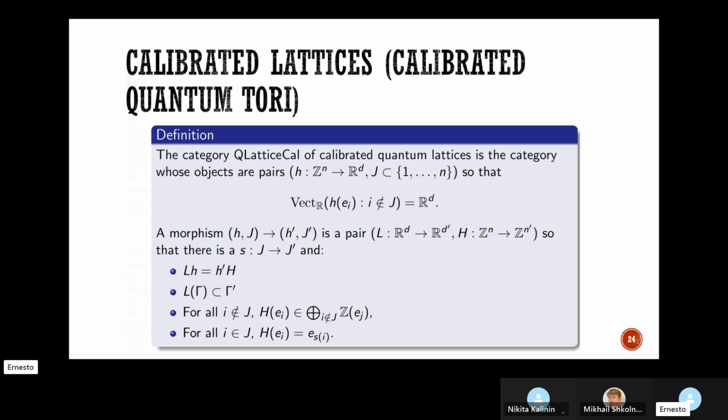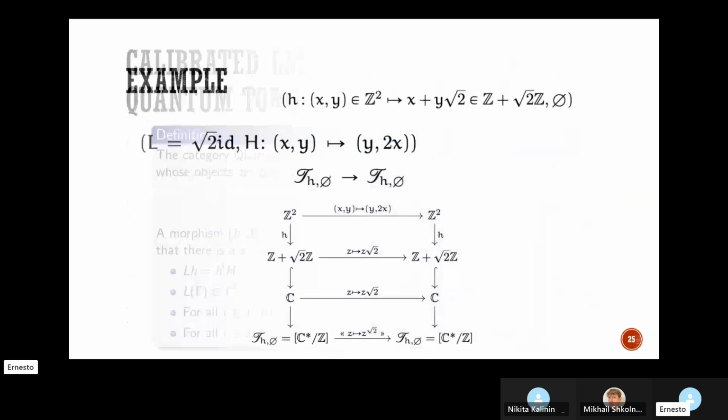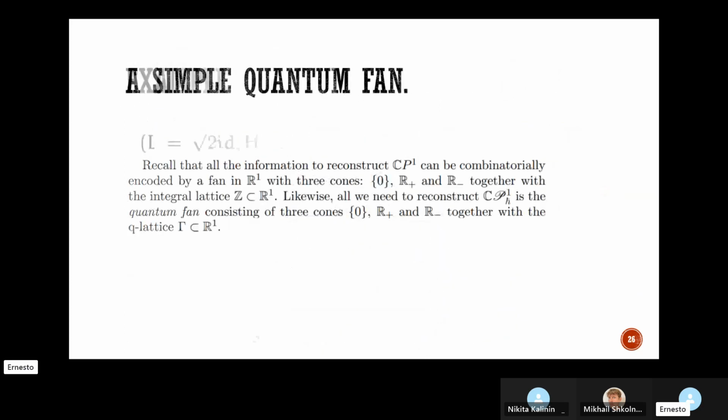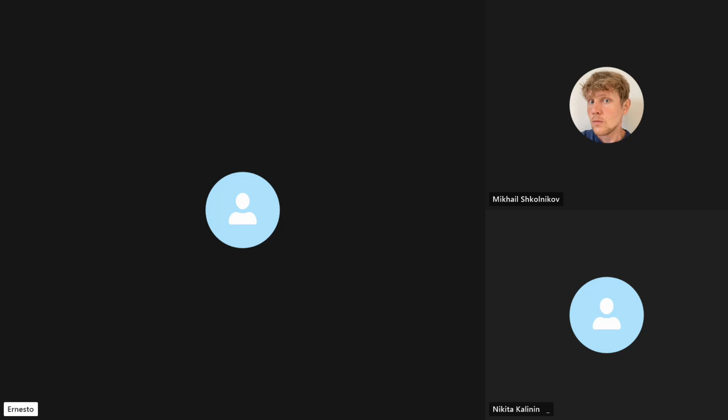Here again, the basic idea is that, let me search very quickly for the picture. The picture is here. This is a picture of a calibration. Here you have a higher dimensional lattice. Typically n is bigger than d.